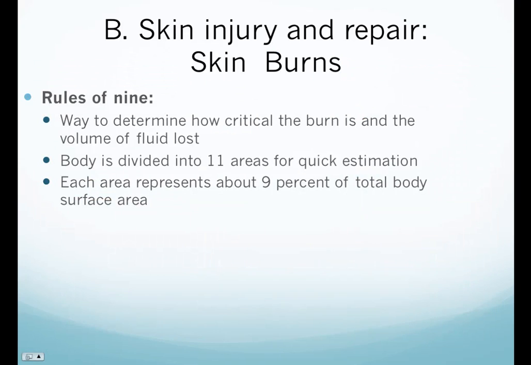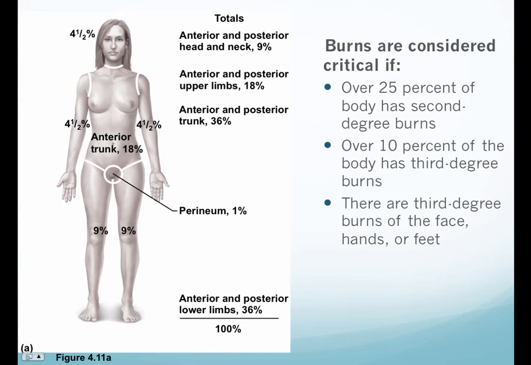Okay. Now, rules of 9, how to determine how critical the burn is and the volume of fluid that is lost. And so to do this, anytime in a healthcare setting, they can divide the body into 11 different areas for a quick assessment. And each of these different regions are given a percentage such as 9. And so if we add up these different percentages, if 25% of the body has second-degree burns, this is considered critical. If 10% of the body has third-degree burns, this is also considered critical. And if there are third-degree burns of the face, hands, or feet, this is also considered critical.